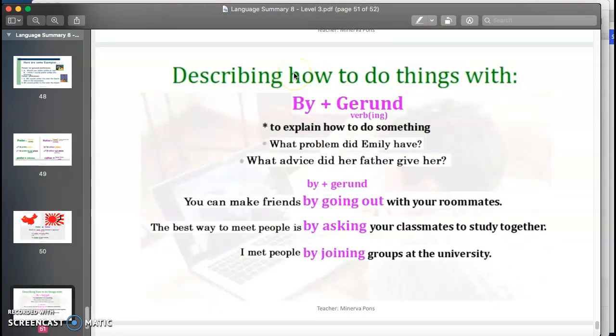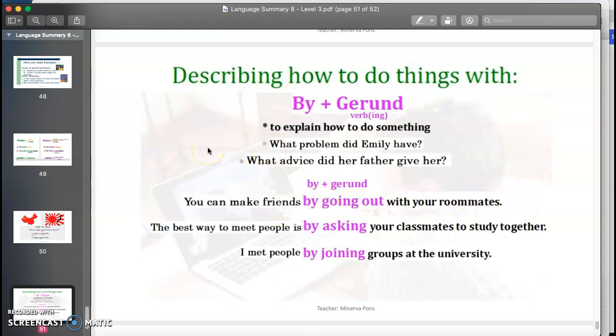So here we have describing how to do things using by plus gerund. So we are going to use this grammar to explain how to do something. For example, what problem did Emily have? What advice did her father give her? So for example, you can make friends by going out with your roommates.